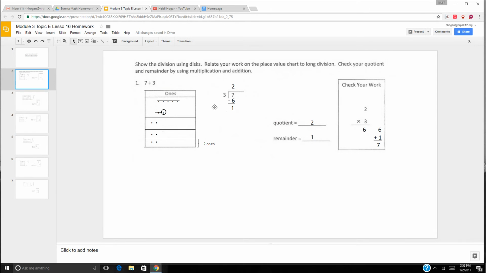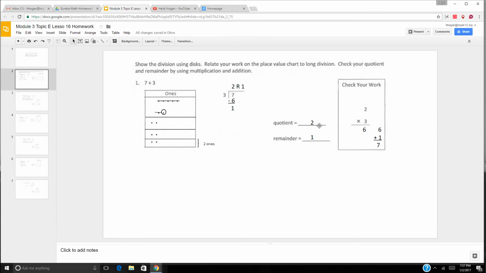And now we do the long division. Because 3, how many times does 3 go into 7? Well, 3 times 2 is 6. And then we subtract. 7 minus 6 gives us that 1. And that is our remainder 1. So our quotient is 2 and our remainder is 1.